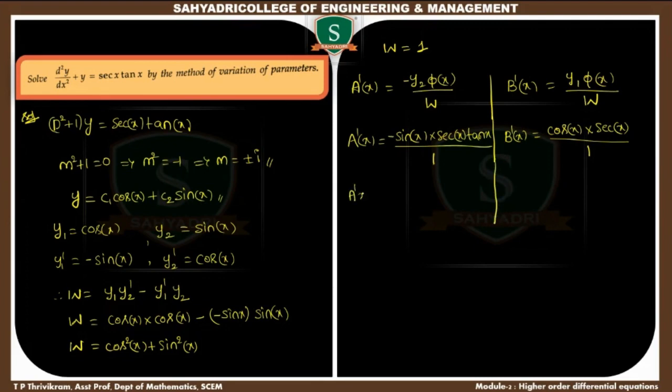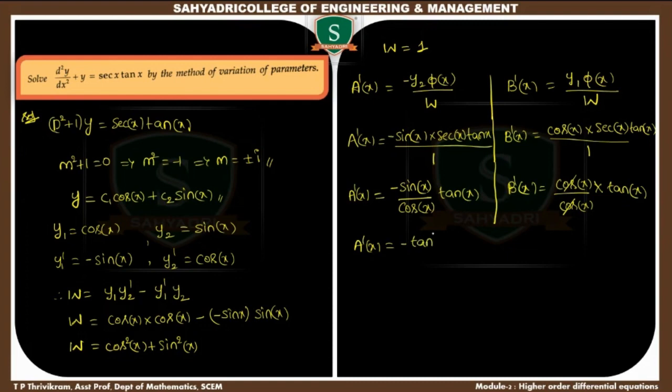Now a dash of x is equal to minus sin x divided by secant x, which can be written as cos x, 1 by cos x, into tan x. B dash of x is nothing but cos x, here tan x is there, into 1 by cos x into tan x. So these two get cancelled. Sin by cos is tan, tan into tan is tan square x. So a dash of x is equal to minus tan square x. Similarly, b dash of x is equal to tan x.